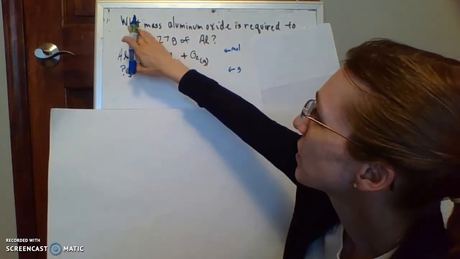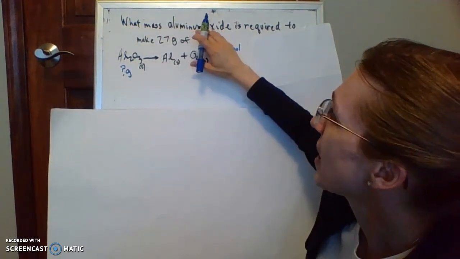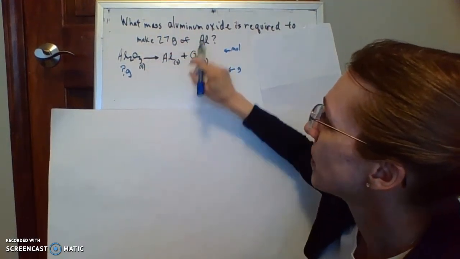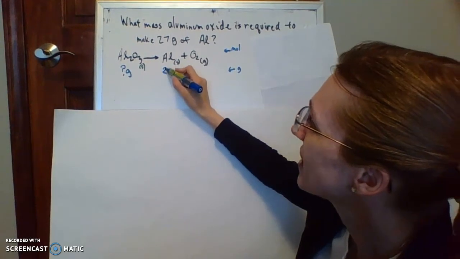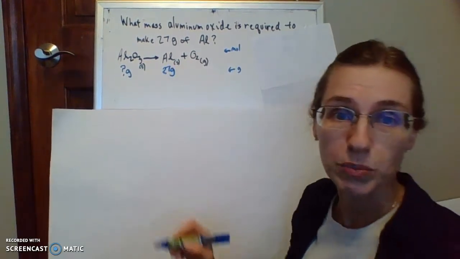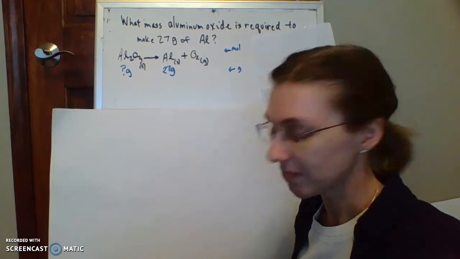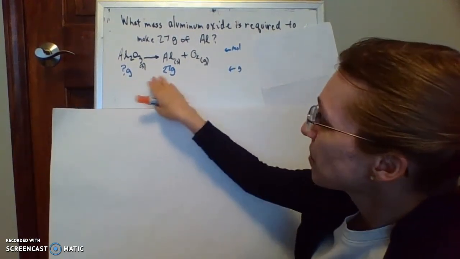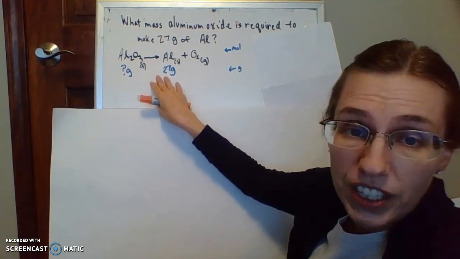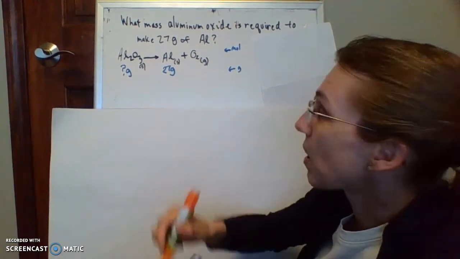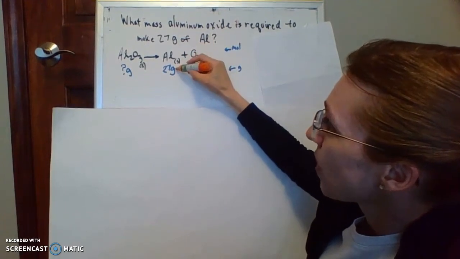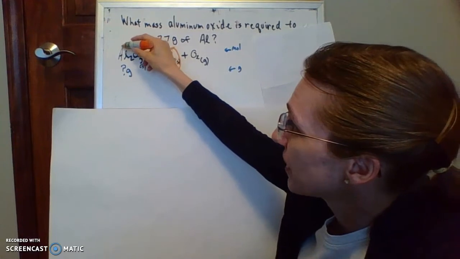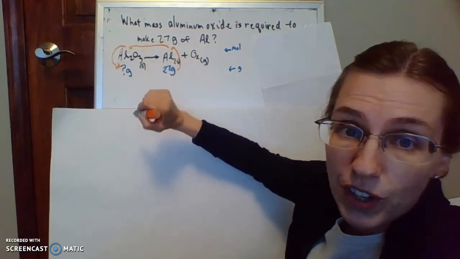Okay, so let's go back to the question. What mass of aluminum oxide is required to make 27 grams of aluminum? So we know we need 27 grams of this aluminum. Just by their placement, just from reading the question, we know how to work this problem out. Because the bridge over troubled waters tells us we have to get it up to moles, and we can go moles to moles and make the bridge. Then we can come back down to grams.